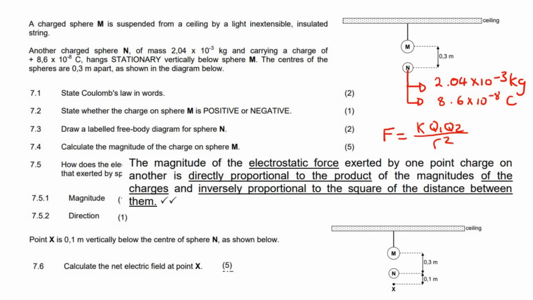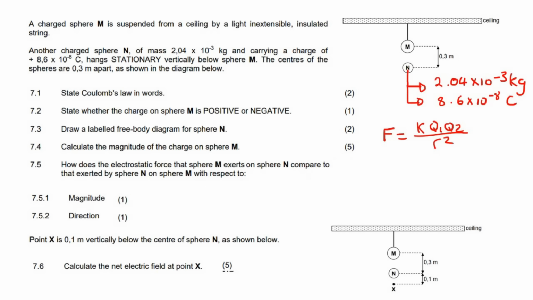So let's see. The magnitude of the electrostatic force by one point charge on another is directly proportional to the product of the magnitudes of the charges and inversely proportional to the square of the distance between them. How cool is that, guys? The formula tells you the definition, so it makes it a lot easier to memorize or to remember in the exam. This question says, state whether the charge on M is positive or negative.